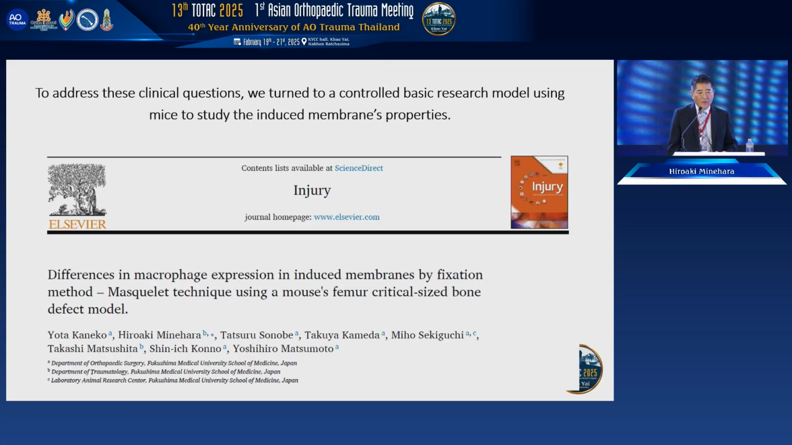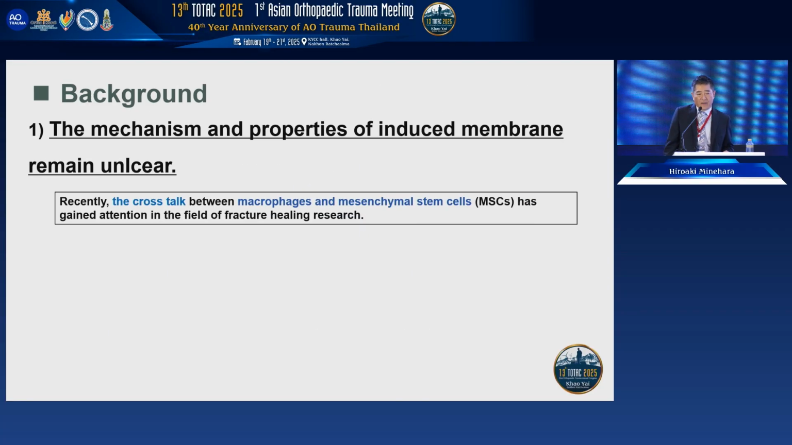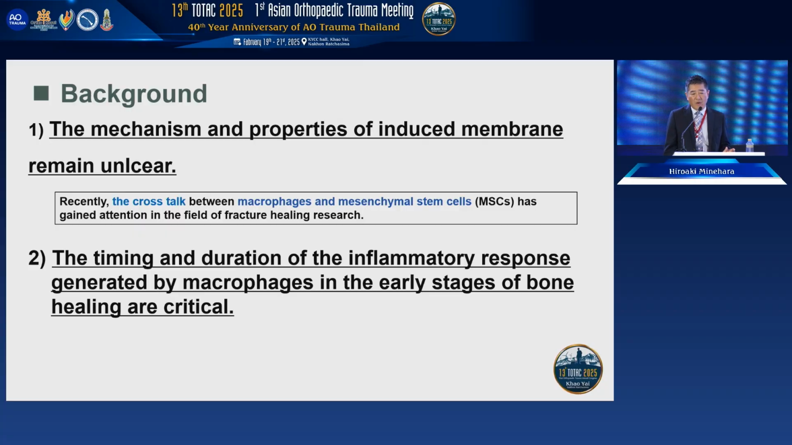So to address the clinical questions, we turned to a controlled basic research model using mice to study the induced membrane's properties. This is one of the studies we published before. The background is that the mechanism and the properties of the induced membrane remain unclear. But recently, the crosstalk between macrophages and mesenchymal stem cells, MSCs, has gained attention in the field of fracture healing research. Also, the timing and duration of the inflammatory response generated by macrophages in the early stages of bone healing is very critical.